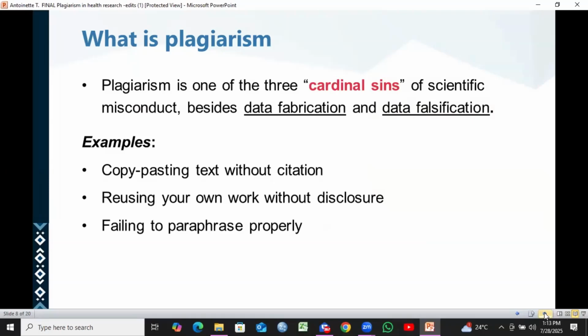Some examples, we have copying and pasting text without proper citation. We copy text exactly word for word from an article, then you paste in your work, and you do not properly cite the authors and co-authors. You reuse your work without proper disclosure, and you also fail to paraphrase properly.